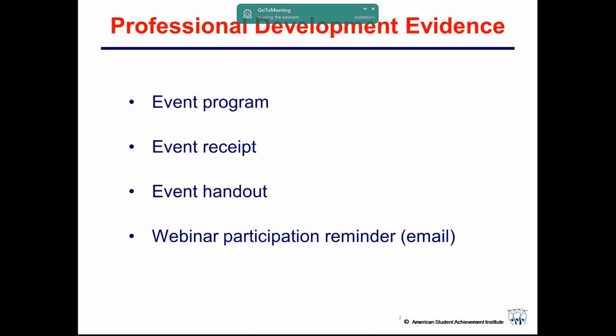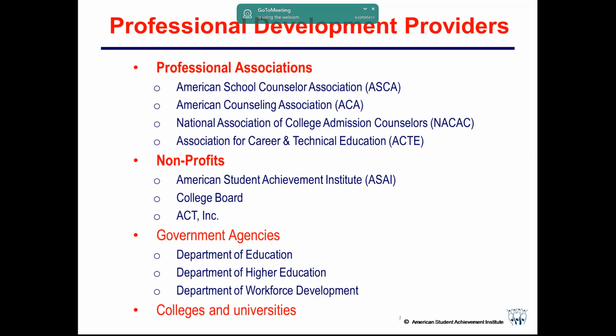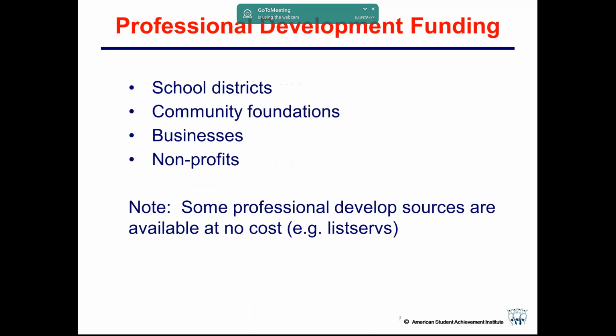Okay, so this we kind of talked about. The evidence could be a program, receipt, handout. Also, in terms of the professional development providers, again, they could be professional associations, they could be nonprofits like us or College Board or ACT, it could be a government agency or college or university, so lots of different providers of professional development.